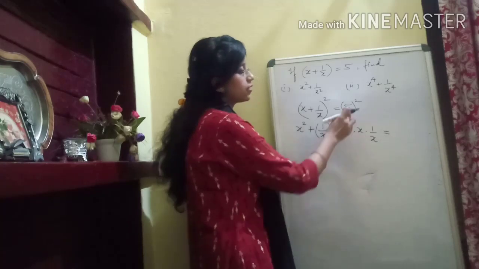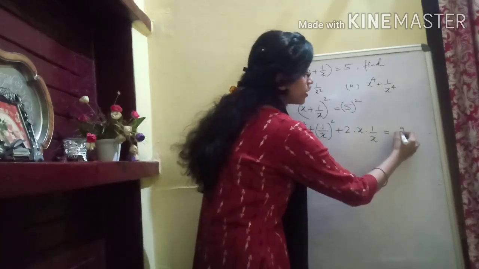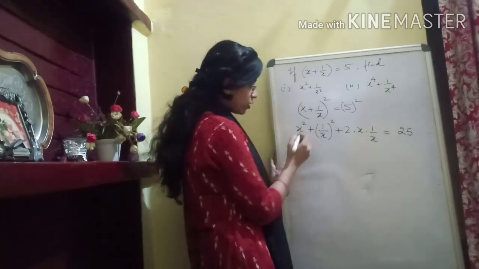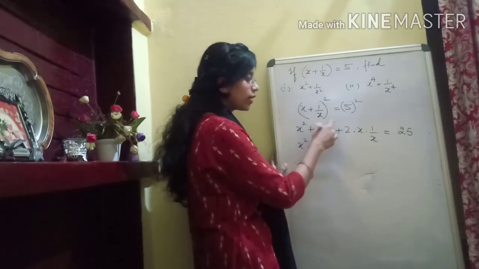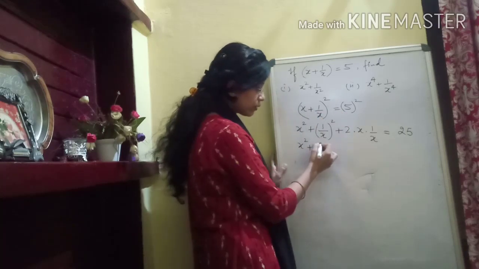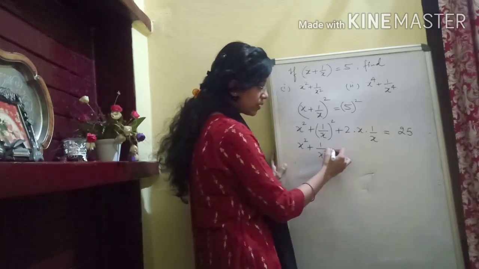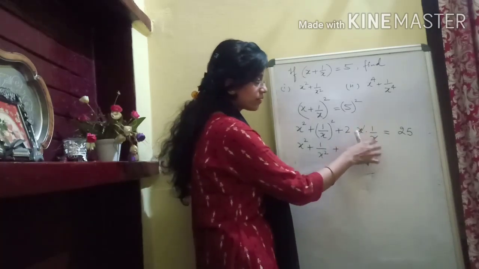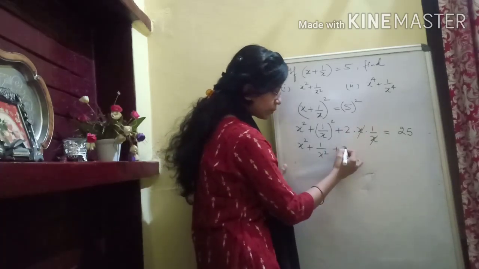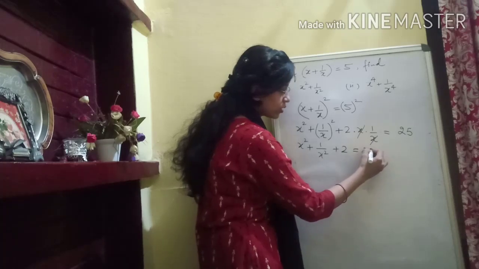Now see the right hand side. Right hand side is 5 square, which is simply 25. Now let us simplify again. It is x square plus 1 upon x square, you have to square it, so it will be simply 1 upon x square, plus this x and this x will get cancelled as they are in divide. 2 into 1 will be simply 2, is equal to 25.